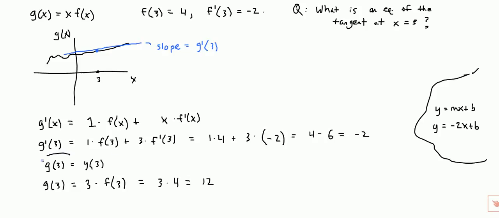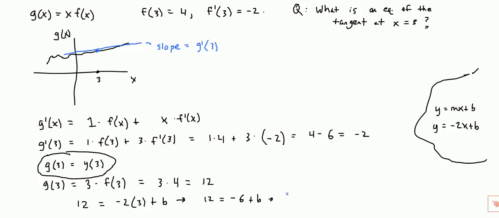Okay? So then let's plug into this. g of 3 equals y of 3. We found out g of 3 is 12, so 12 equals y of 3. What's y of 3? That's negative 2 times 3 plus b. This tells us that 12 is equal to negative 6 plus b, and that tells us that b is equal to 18.